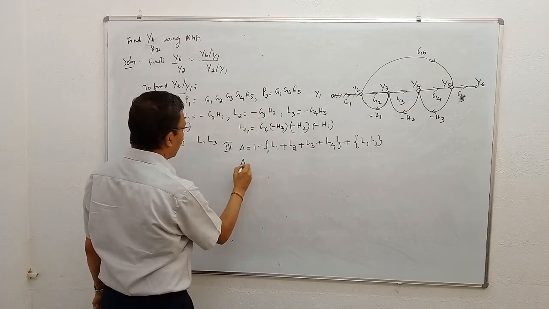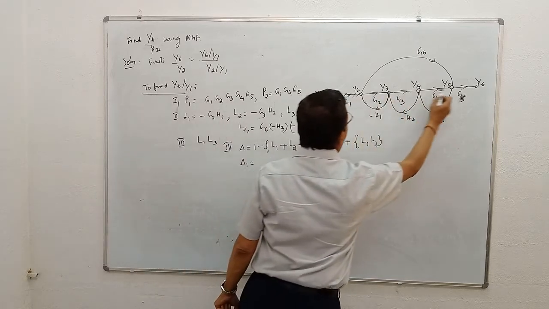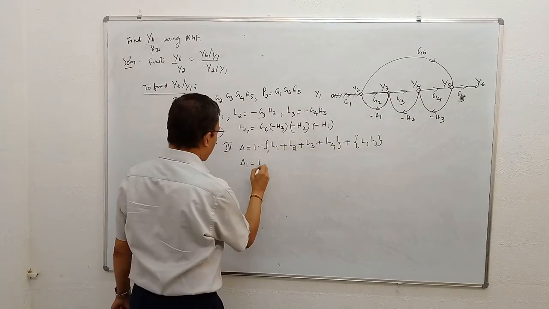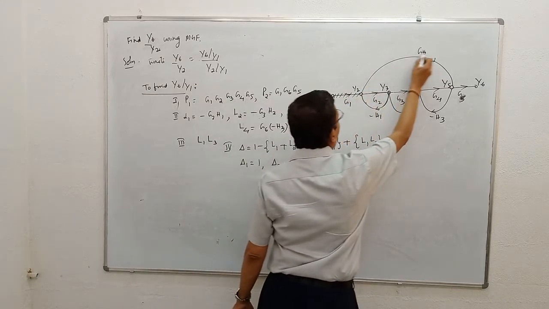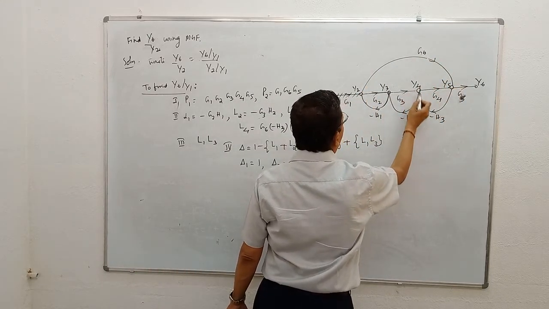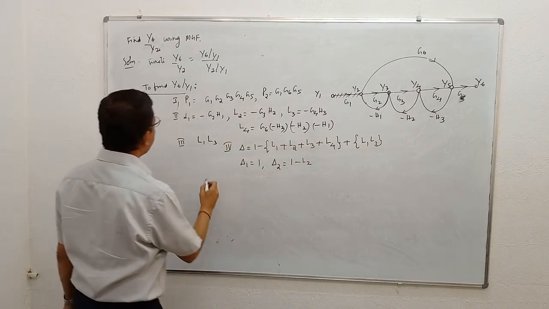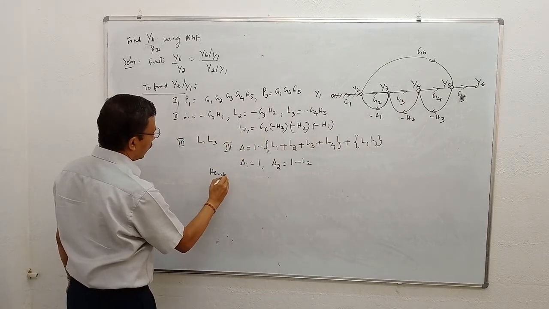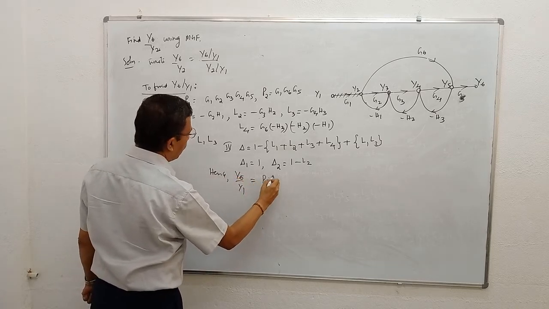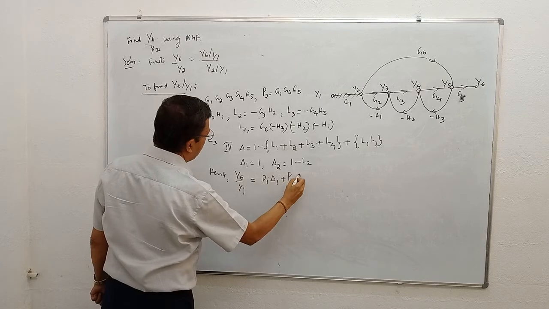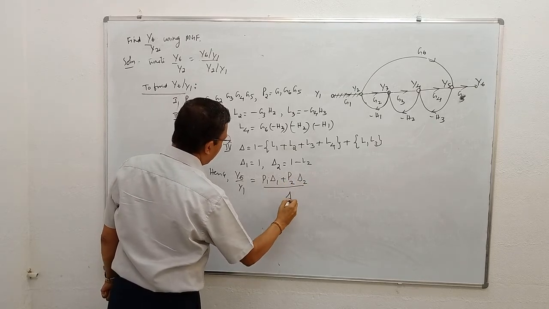What is delta 1? The first forward path, all the loops are touching. Delta 1 is 1. What is delta 2? The second forward path. Correct? Loop number 2 is not touching. So it is 1 minus L2. Hence, y6 by y1 is equal to P1 delta 1 plus P2 delta 2 divided by delta.